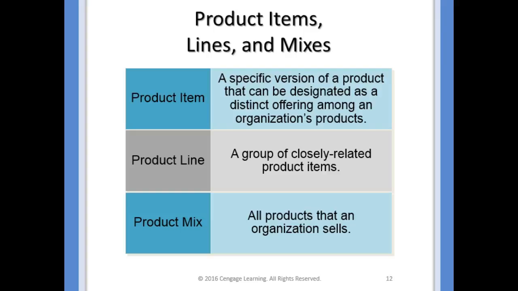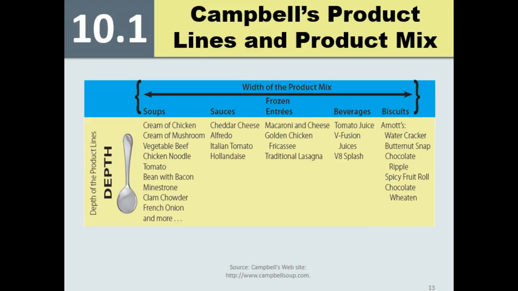And then the product item is each individual specific product that is sold on its own. So if you're looking at this slide here, you're seeing that the product mix is everything that's listed. The product lines are the vertical columns: the soups, the sauces, the entrees, the beverages, the biscuits. And then the items are going to be each individual thing listed there. Cream of chicken soup, cream of mushroom soup, vegetable beef soup, all of those.